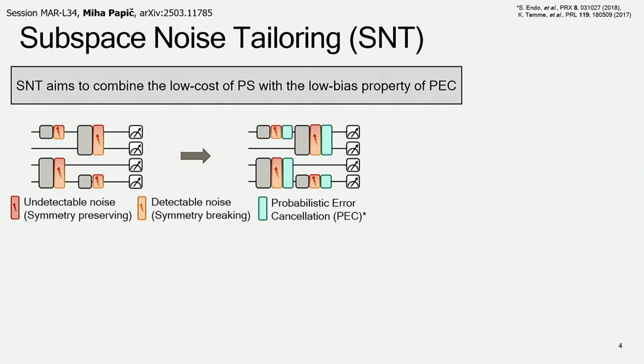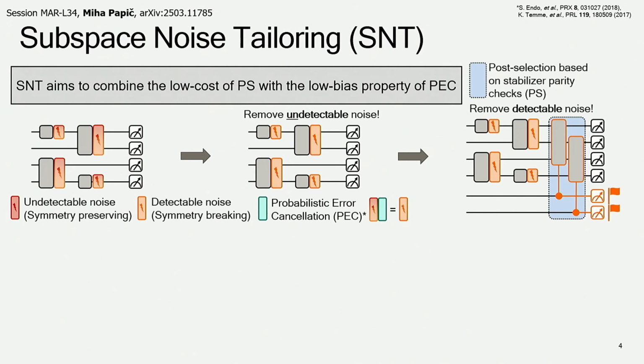So our idea was to use this error mitigation technique called probabilistic error cancellation, which can cancel any type of noise, but we only want to remove the undetectable part of the noise. Why? Because probabilistic error cancellation comes at a very, very high cost. Then we want to use quantum error detection or stabilizer-based post-selection to remove the rest of the noise, because the cost associated with doing this is a bit lower.